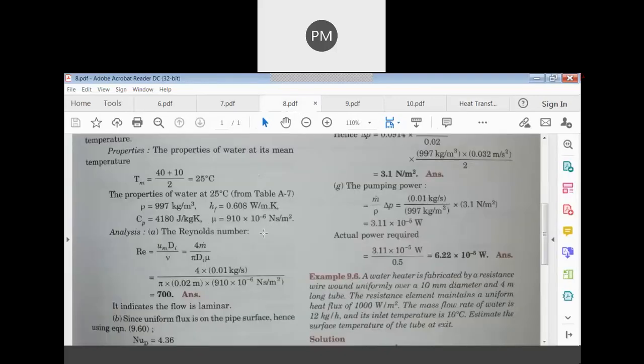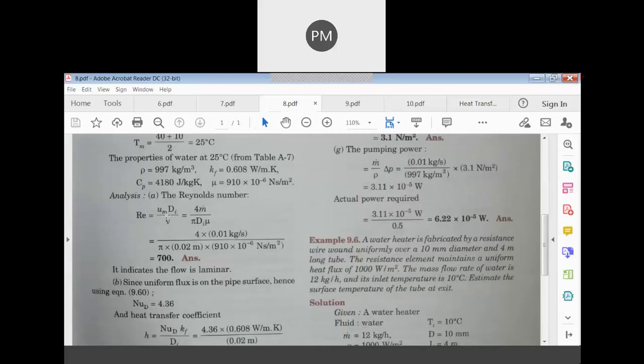After you got this dynamic viscosity, you know how to calculate the Reynolds number: velocity times diameter divided by kinematic viscosity, or rho V d by mu. Mu by rho is nothing but kinematic viscosity. I also told you that Reynolds number can be calculated using mass flow rate. In the problem, they have not given velocity, they have given mass flow rate.